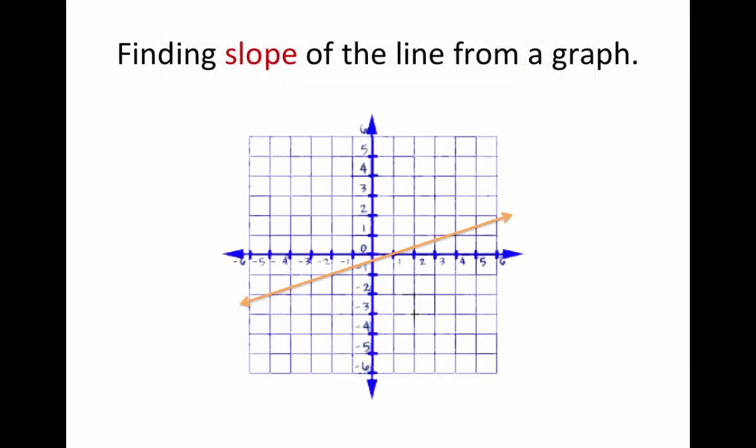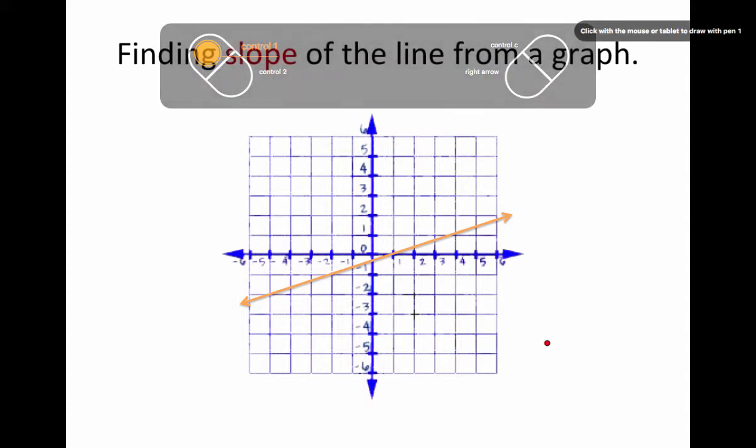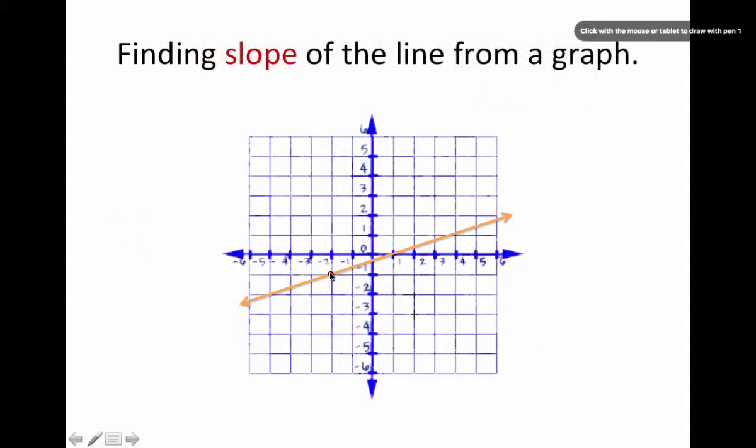Finding the slope on a graph, very easy. Find 2 points. Find any 2 points that it goes through. I see a point right here. I see a point right here. We're looking at rise over run. Up is positive, down is negative, left is negative, right is positive.